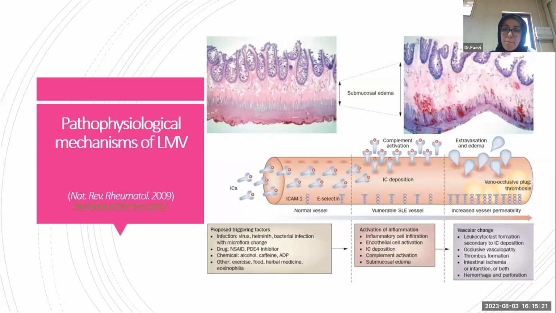In this slide, you can see that the pathogenesis of lupus vasculitis is related to immune complex deposition that led to complement activation and then extravasation and edema and veno-occlusive plaque and thrombosis. And there are some proposed trigger factors such as infection, drugs, and chemicals and other factors that can activate inflammation, and they can lead to vascular changes such as leukocytoclastic formation secondary to immune complex deposition, occlusive vasculopathy, thrombus formation, intestinal ischemia or infarction, or both, and hemorrhage and perforation.